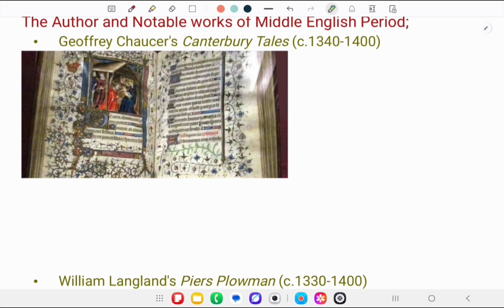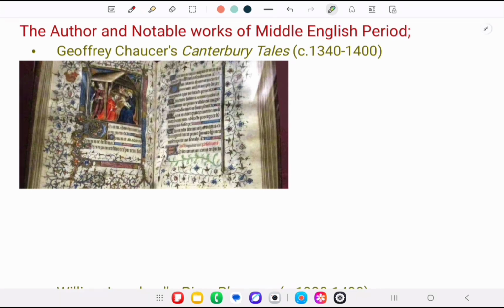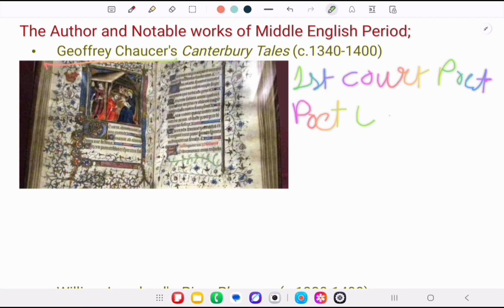So when we talk about Geoffrey Chaucer, the post of poet laureate was first started in the Middle English period during the age of Chaucer. And Chaucer is also known to be the first court poet and poet laureate of England.